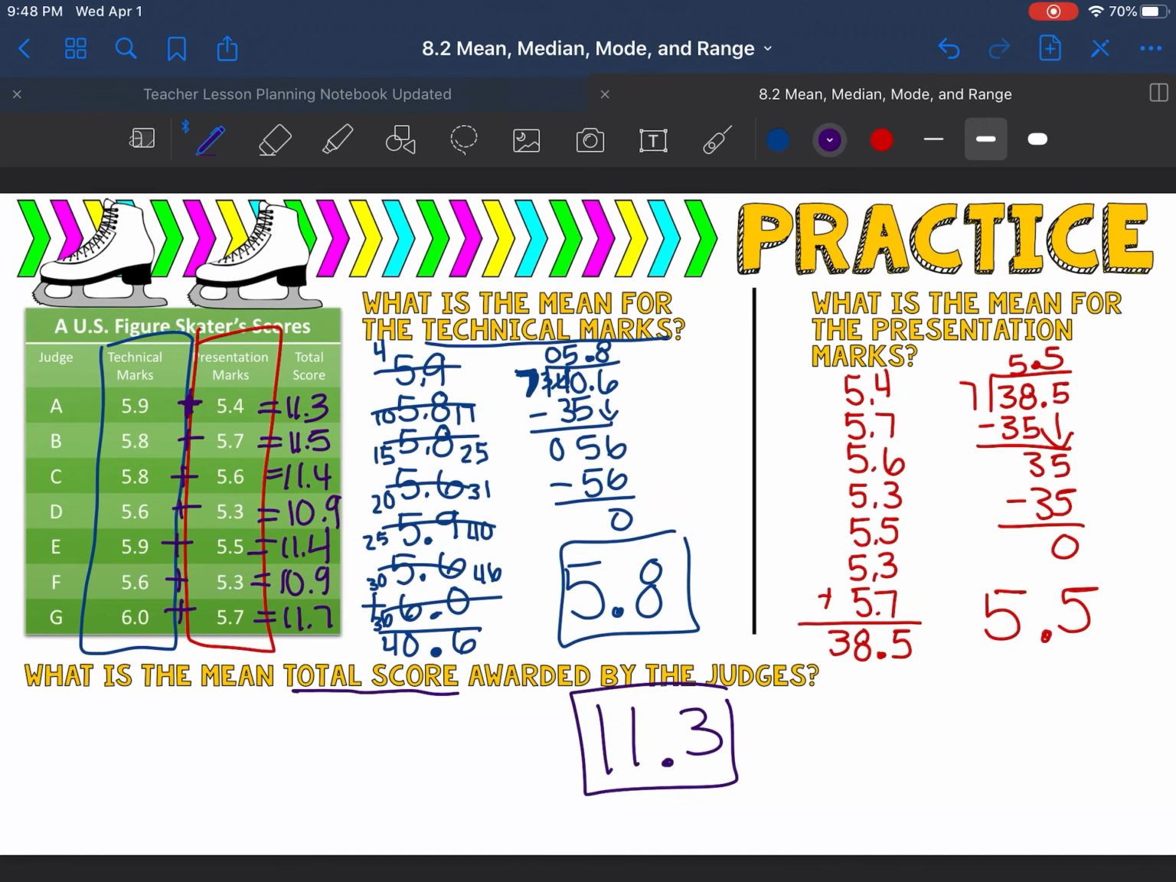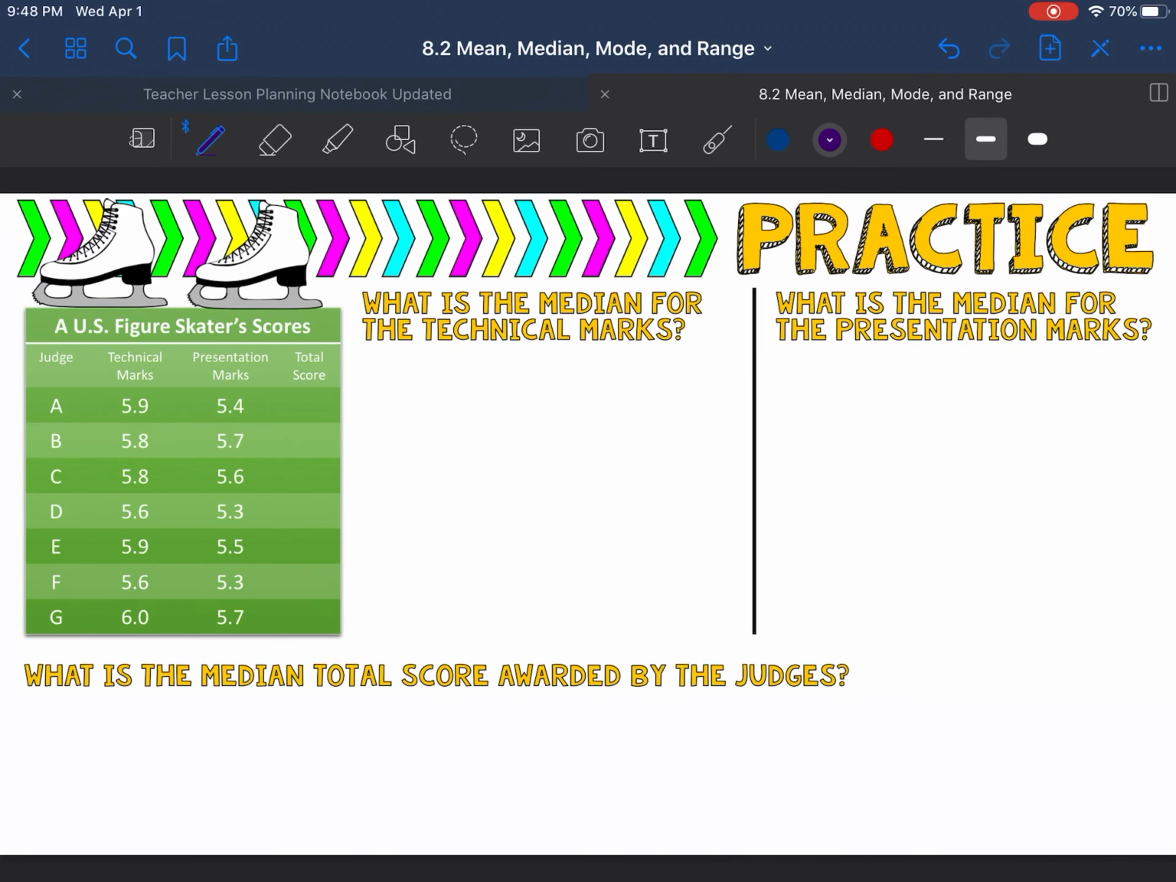All right, guys, so let's keep going with these numbers and figure out what the median for all of these numbers is going to be. Remember, in order to find the median score for our technical marks, we need to put them in order from least to greatest. We're looking first at technical marks. All of my numbers except the last one start with 5, so I need to go behind the decimal to see what number comes first.